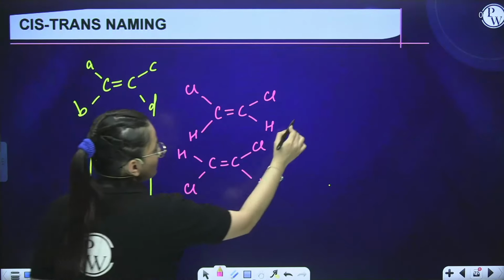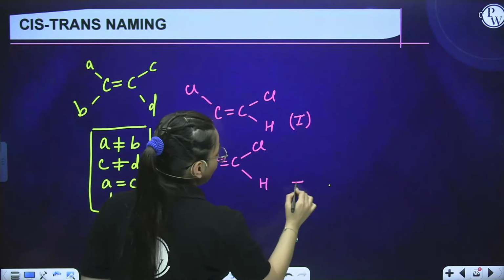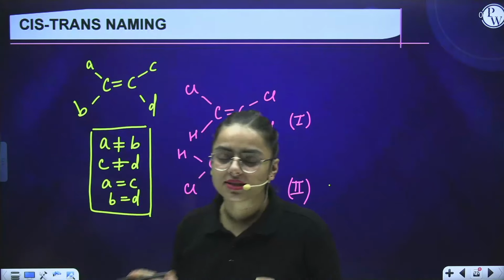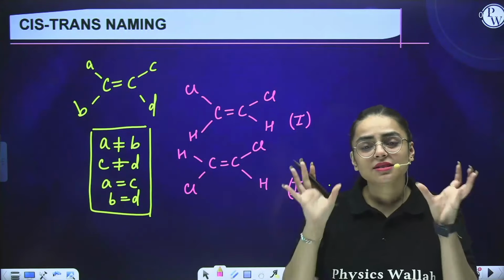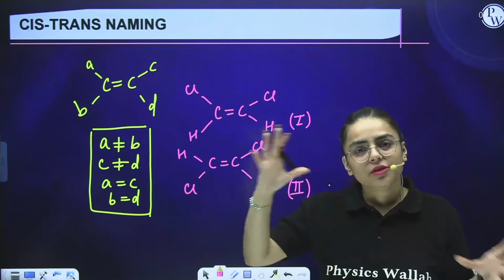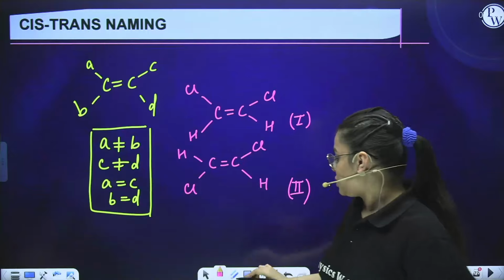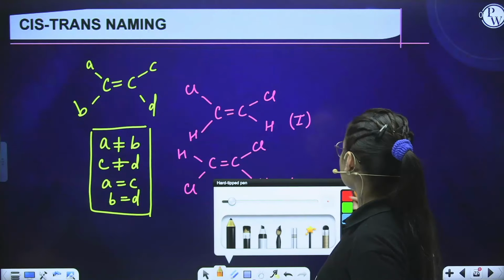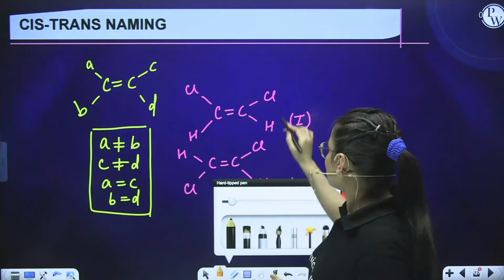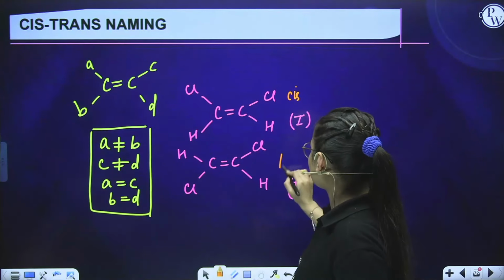If this is the first compound and this is the second compound, kindly identify which of the following is cis and which is trans. Cis means sisters, that means the similar groups will be present on the same side, and trans means opposite, that means they will be present in opposite directions. So in this case, Cl and Cl are present on the same side, that means this is cis, and this is trans.